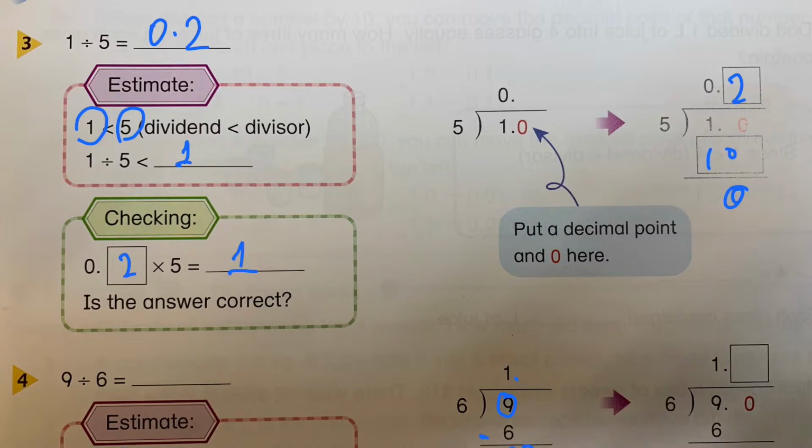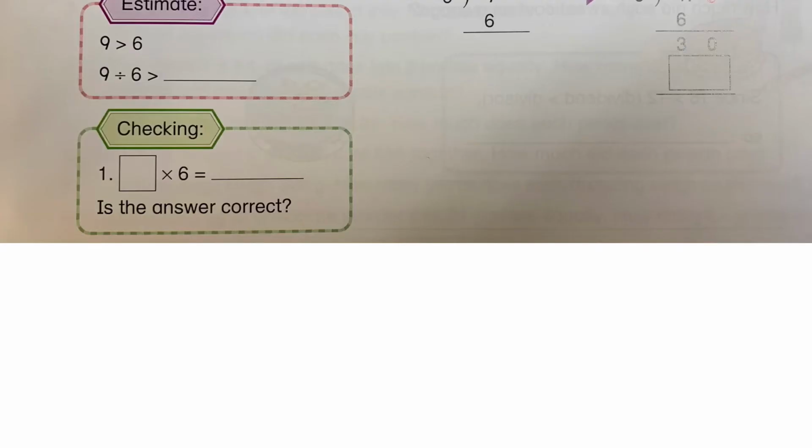Inside 30, how many 6s are there? There are 5. 5 times 6 makes 30, and when we subtract, the result becomes 0. So the answer is going to be 1.5. Yes, we did it. It is bigger than 1. And if we multiply 1.5 by 6, we get 9.